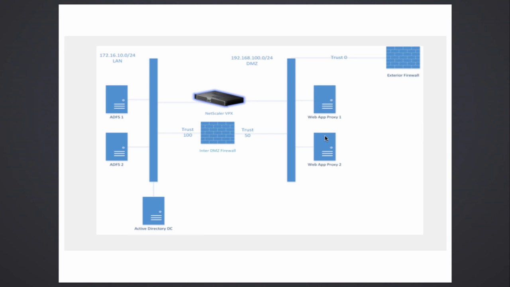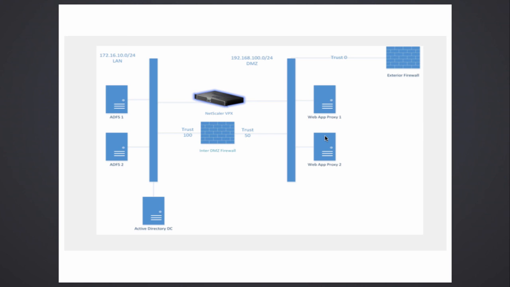So yeah, I've got a firewall in the middle. I'm not going to cover the firewall configuration. The only traffic that has to basically be allowed to flow both ways between ADFS and the WAP servers across that firewall is TCP 443, so HTTPS basically.